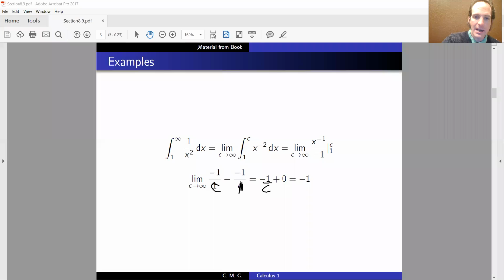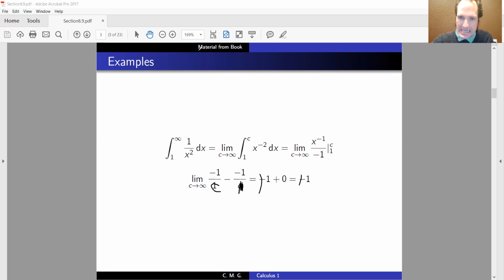And so now as c goes to infinity, negative 1 over c goes to 0, because it's a negative 1 over a really big number. As that really big number gets bigger, this fraction gets smaller and smaller and closer and closer to 0. So that ends up being just 0 on the top. Minus negative 1 is just positive 1. Let that sink in for just a second.